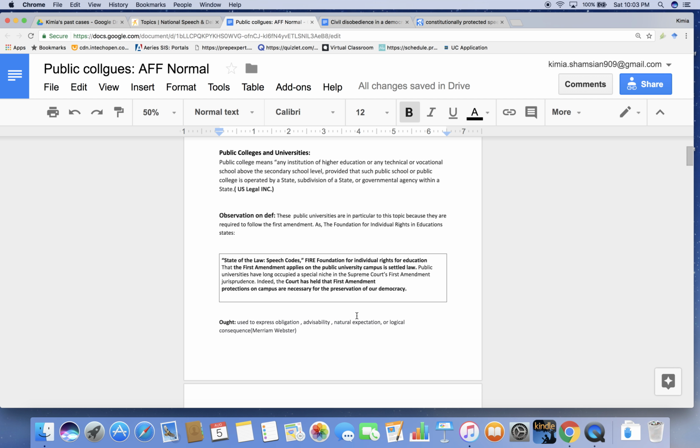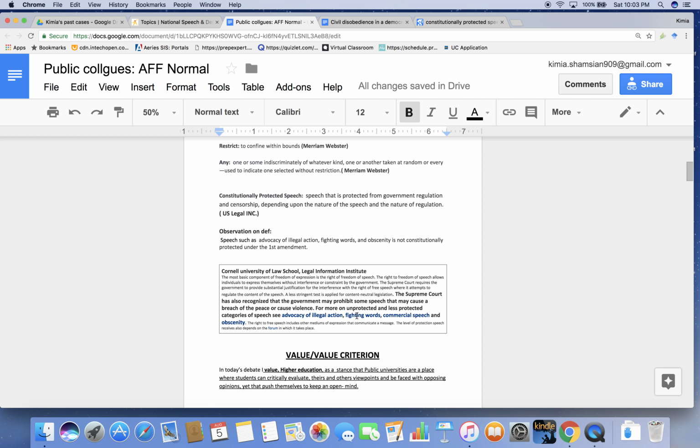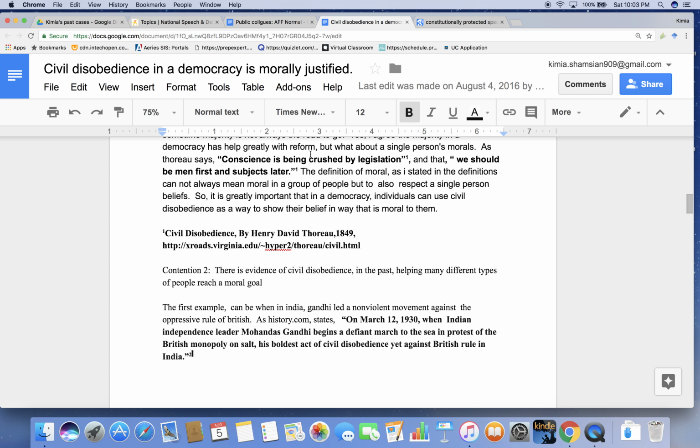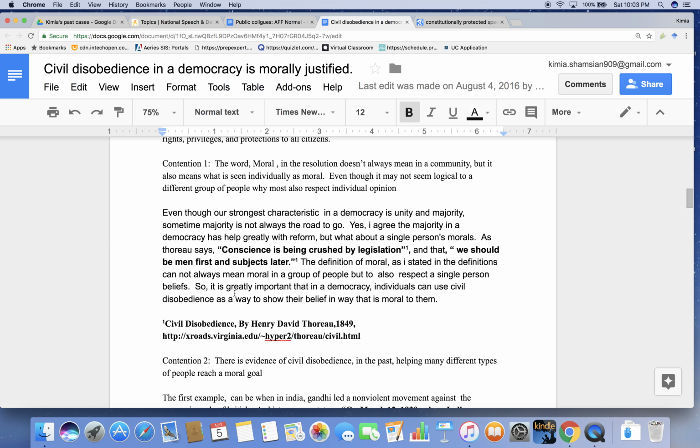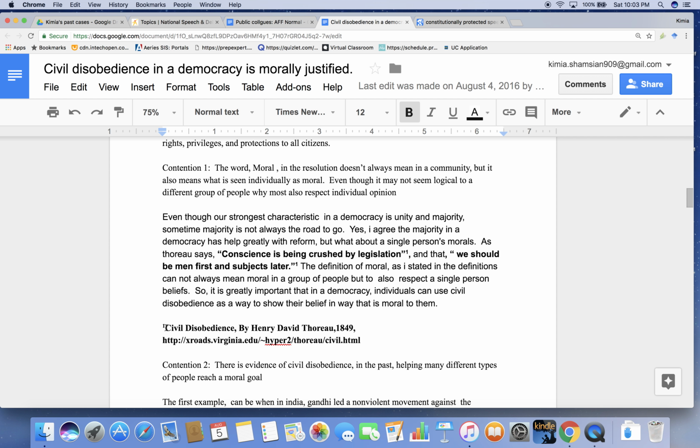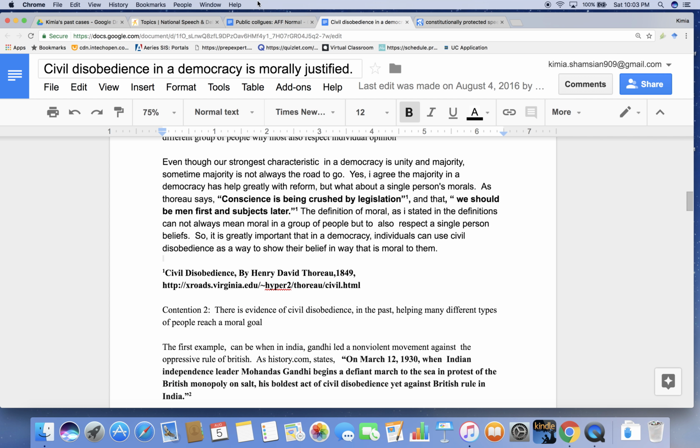So as I hope you see, the cards in here are formatted differently from the public colleges case. It's put in boxes. It's very neat. You can see where the cards are. But in this one, I just put a statement, my claim, my warrant, and then I use this little one to refer to who this is by, and I even refer to a link.